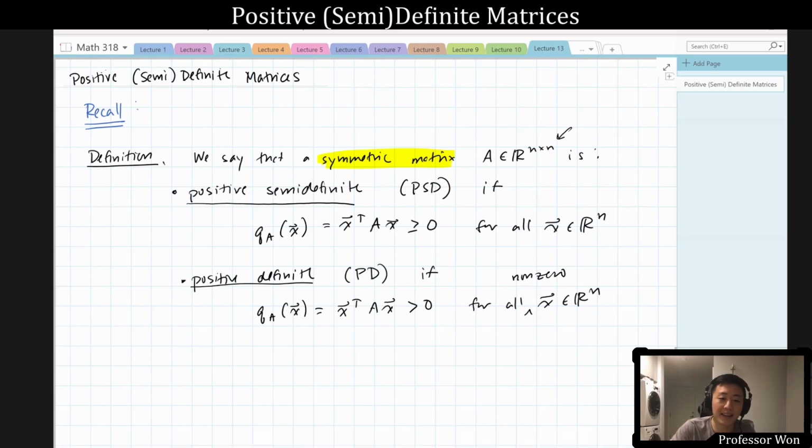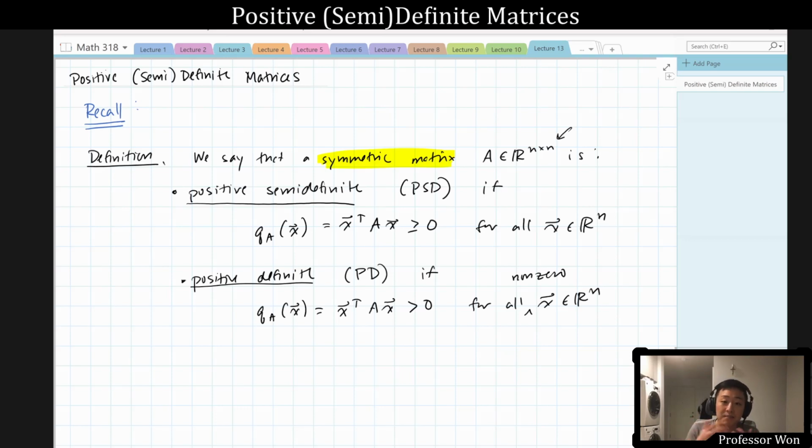Hi, welcome back. Today we're going to talk about positive semi-definite matrices, which was a concept that we defined at the very end of last lecture. Here, all I've done is copy and paste from the lecture 12 slides the definition of a positive semi-definite matrix. Right now we're only defining this for symmetric matrices, and we say that it's positive semi-definite if you take the associated quadratic form.